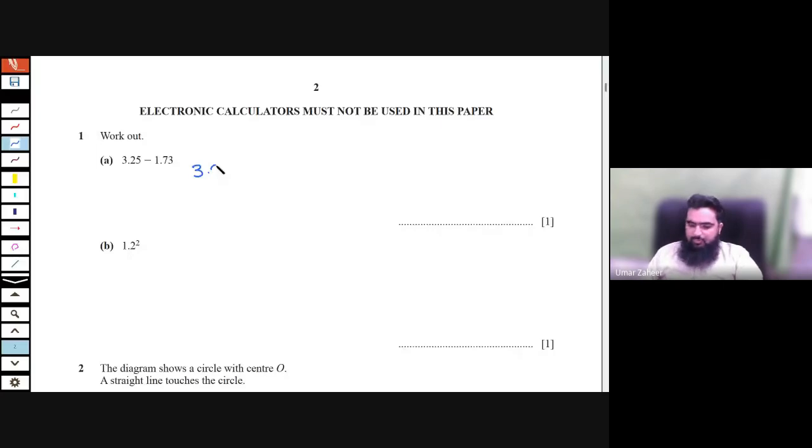You have to work out 3.25 minus 1.73. So 3.25 minus 1.73. Subtract the values: 5 minus 3, that will be 2. Take a 1 carry, 12 minus 7, that will be 5. 2 minus 1, that will be 1. So the final answer will be 1.52.